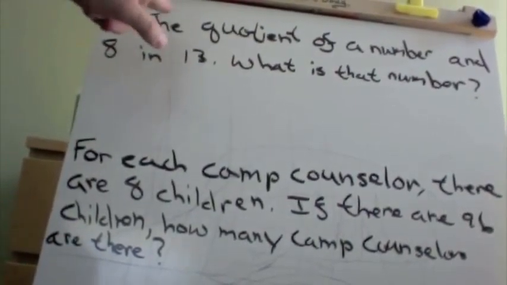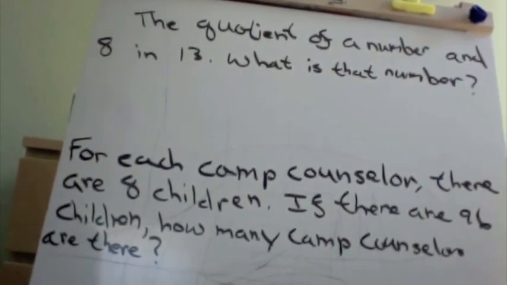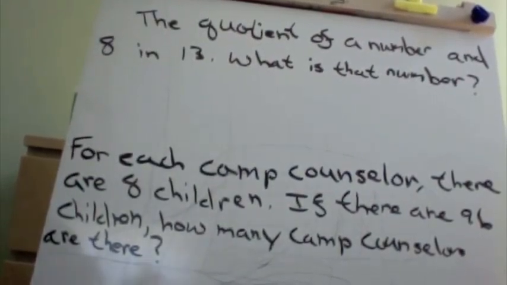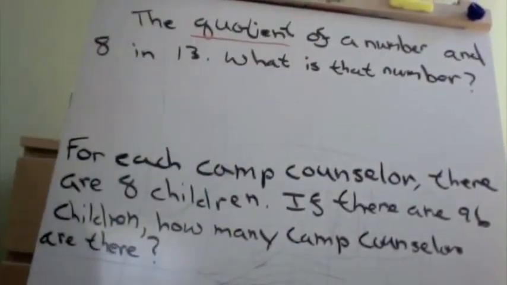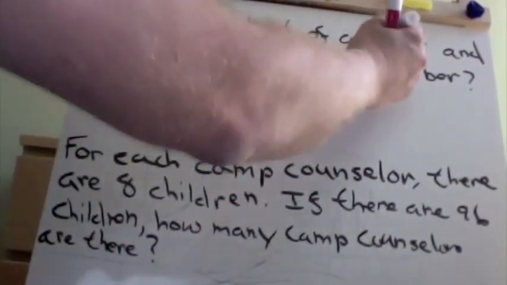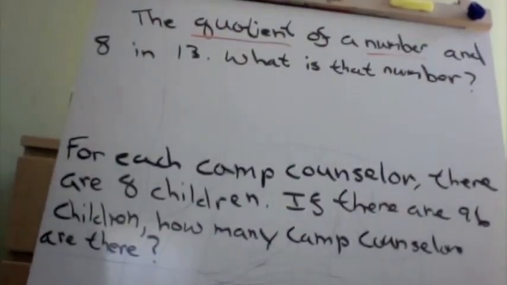Okay, so the first one. The quotient of a number and 8 is 13. What is that number? A quotient means what? Divide. So the quotient of a number. Do we know what that number is? No. So let's give it a variable. Okay. So let's call the number n for number.